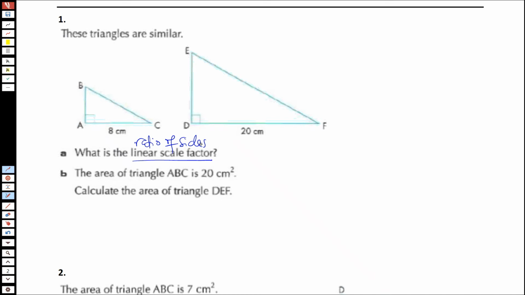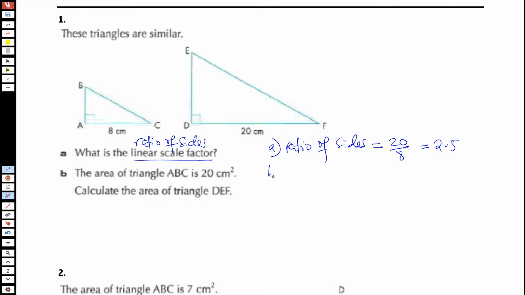All right, so let's start with part A. For part A, what is the ratio of the sides? So the ratio of the sides will be equal to 20 over 8, and that will be equal to 2.5.